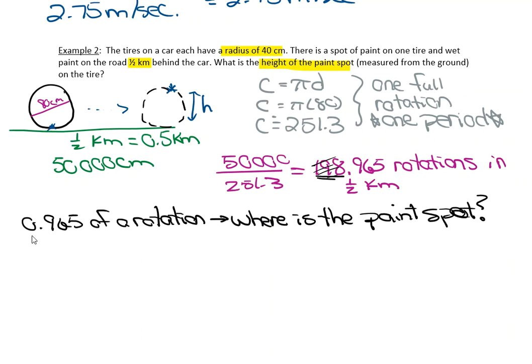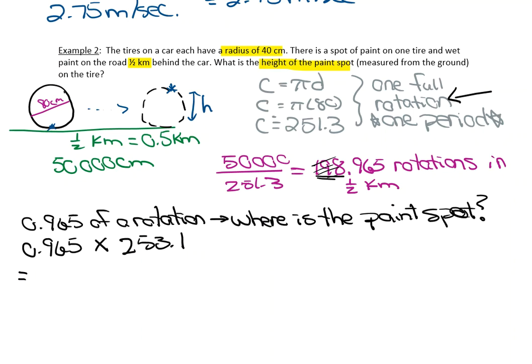The answer is not 0.965 centimeters above the ground. That's not what that means. We're talking about this portion of a rotation. So that's 0.965. Remember that in math, of is multiply, of a rotation, and one rotation, looking back up here, is 251.3 centimeters. That's around the outside of the tire. So what is that equal to?